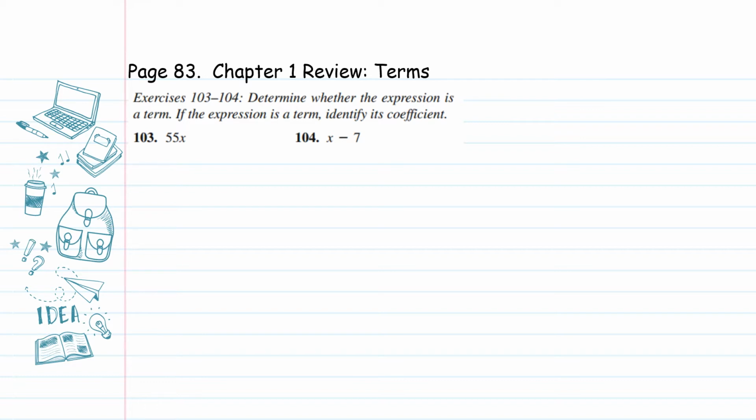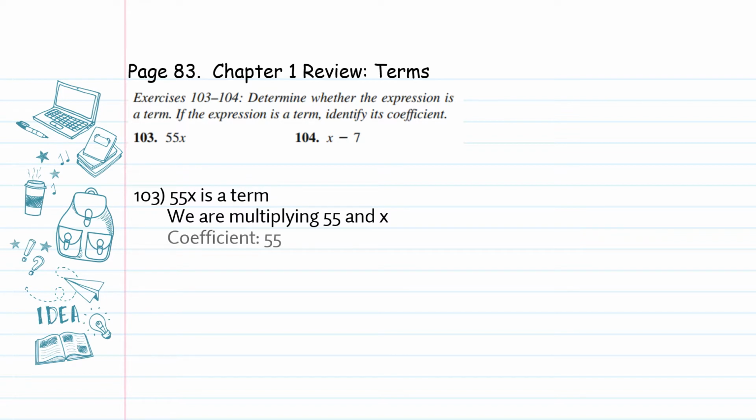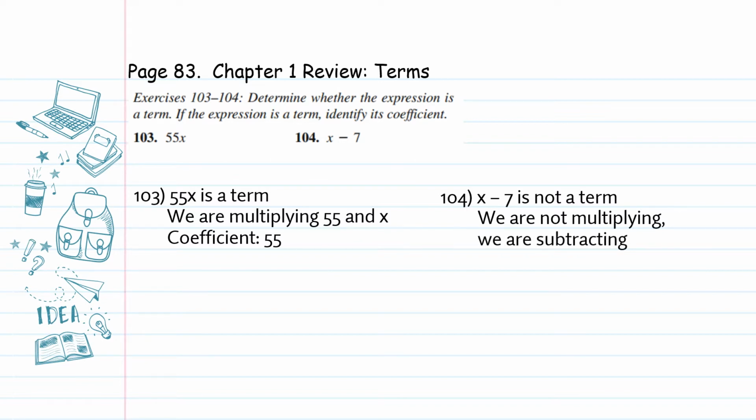Exercise 103 is a term. Why? Well, because we're multiplying 55 and x. Therefore, the coefficient for this problem is 55. Exercise 104 gives us x minus 7. X minus 7 is not a term. The reason is we are not multiplying. Instead, we are subtracting.